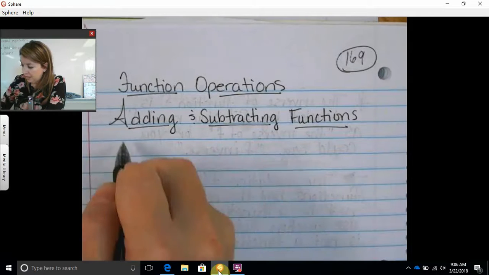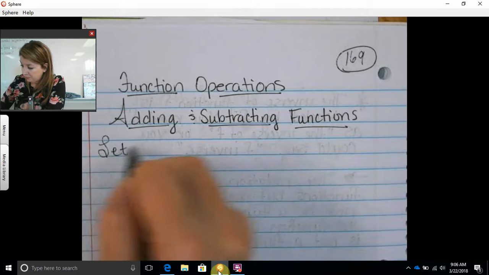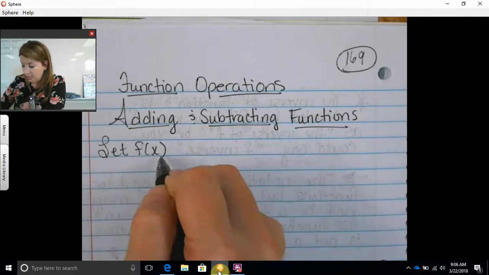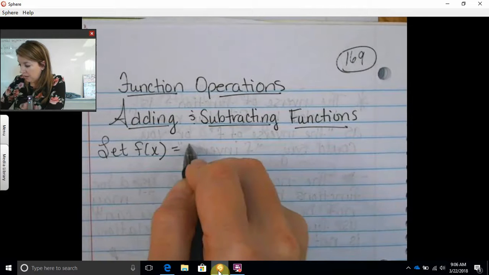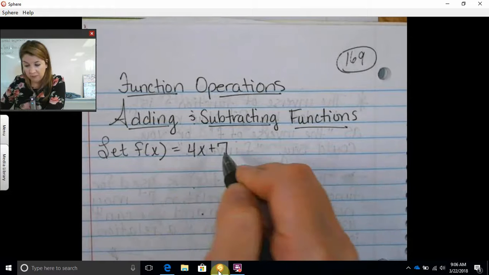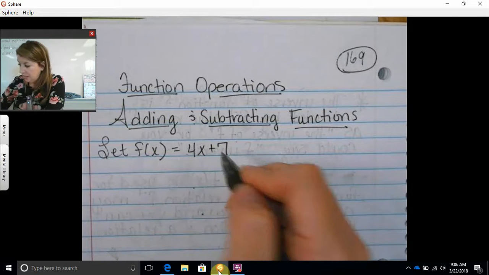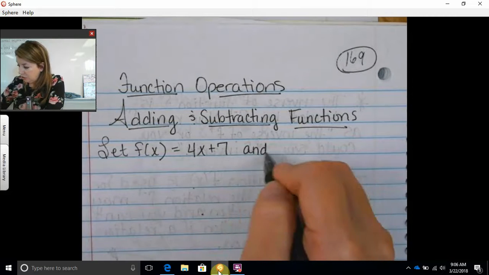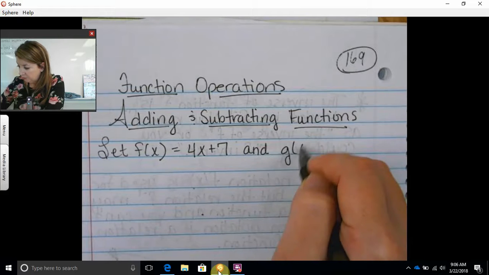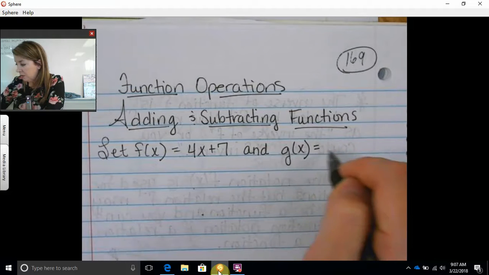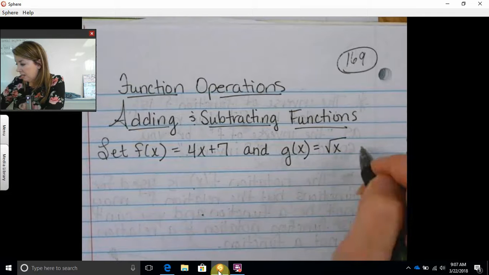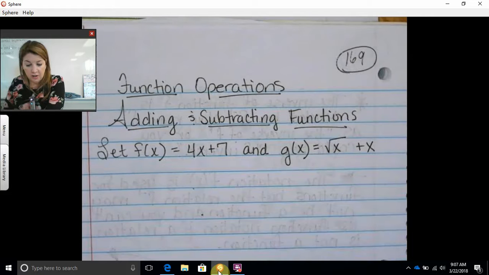So we are going to let f of x equal 4x plus 7. And we are going to let g of x equal the square root of x. And then I've got another plus x that is not under the radical sign.